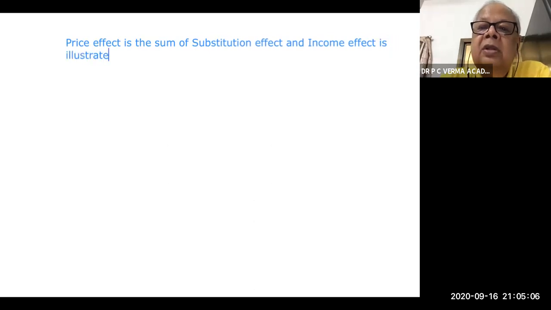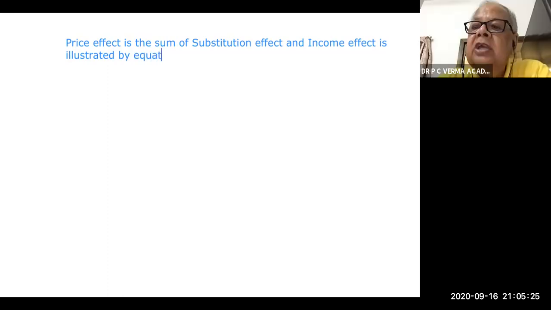Price effect is the sum of substitution effect and income effect, illustrated by diagram and by equation. The equation is given by Milton Friedman.